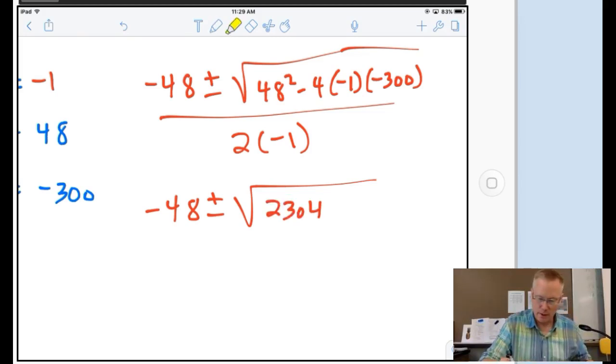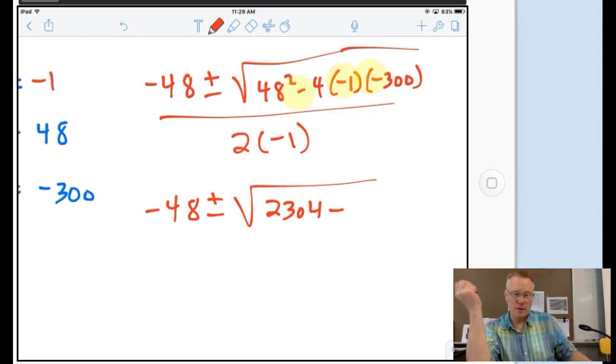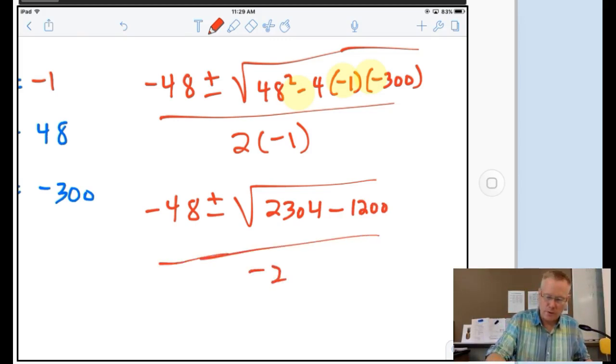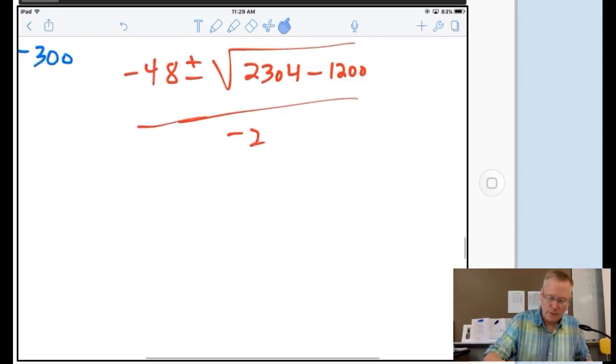This one, I've got negatives coming out my ears. 1, 2, 3 of them. So it's an odd number, and it's going to be negative. If it's an even number of negatives, it'll be positive. 4 times 300 is 1200. All over negative 2. That fraction bar goes all the way across. All right, next.